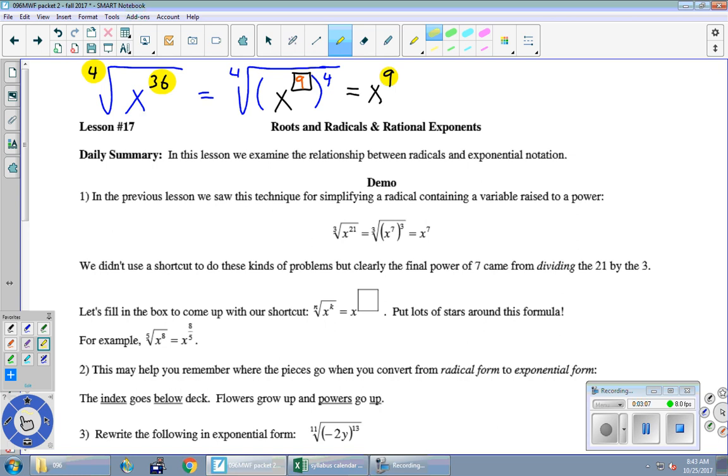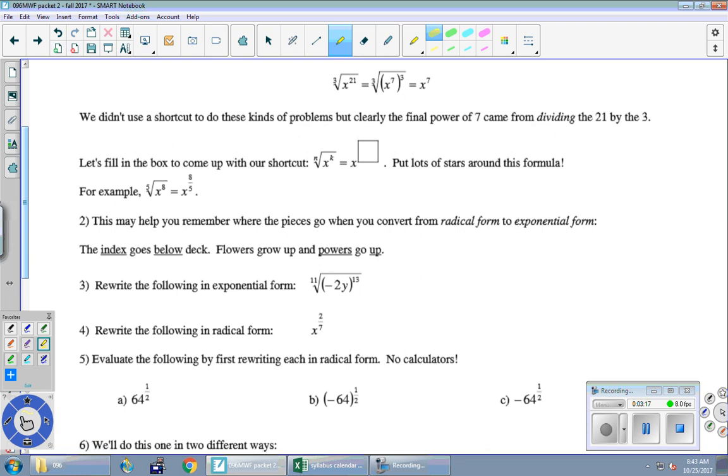So this is a brand new property for us: when you see a radical of a variable to a power, you can just divide. Let's go ahead and fill this in generally here. The nth root of x to the k is x to the, and it's going to be some fraction in here. We just have to make sure we put the n and the k in the right spots in that fraction. Where does the n go? That goes in the bottom, right? We did 36 divided by the 4. That 4 was the index. It goes in the bottom. K goes up on top. So a couple of stars there. That's our most important formula for today.